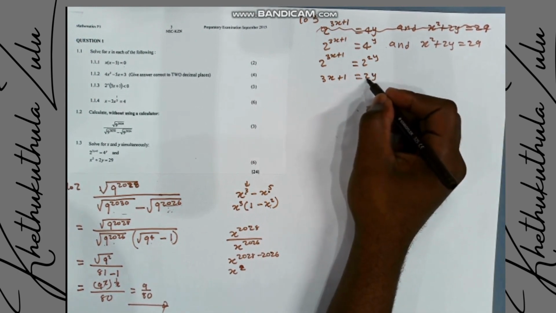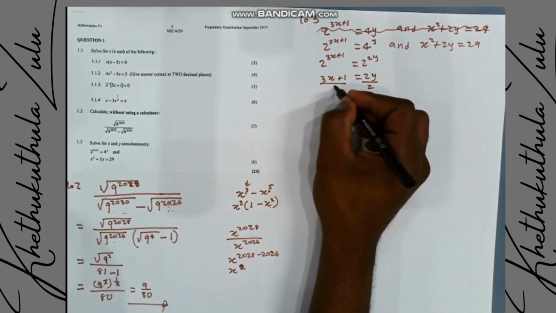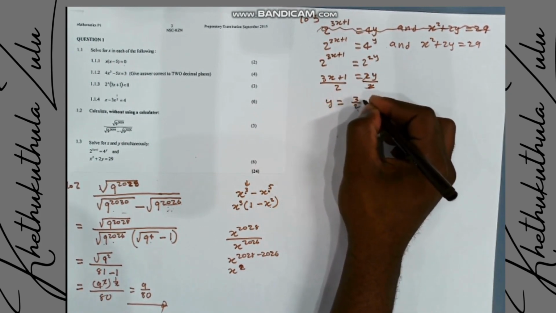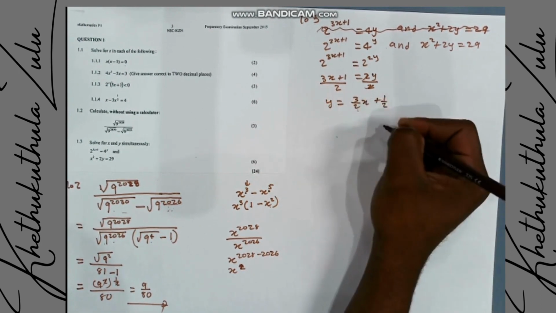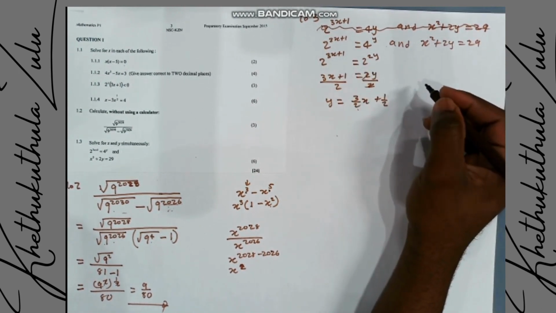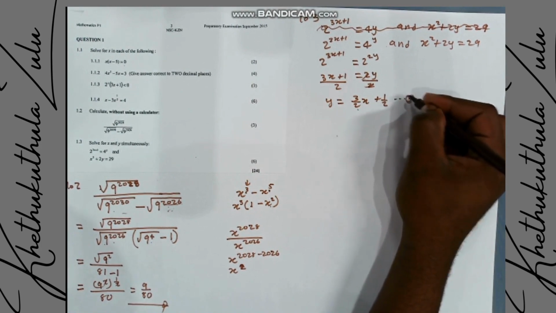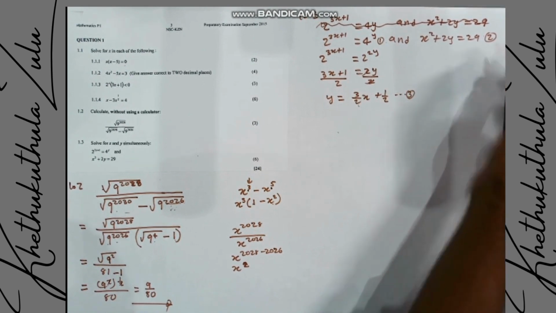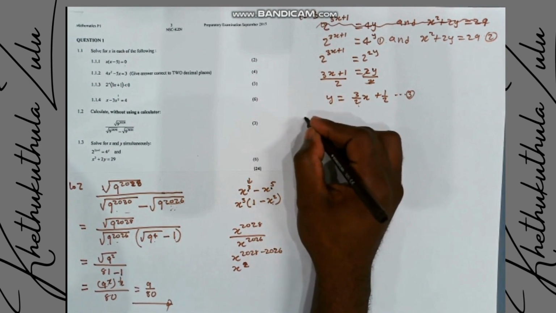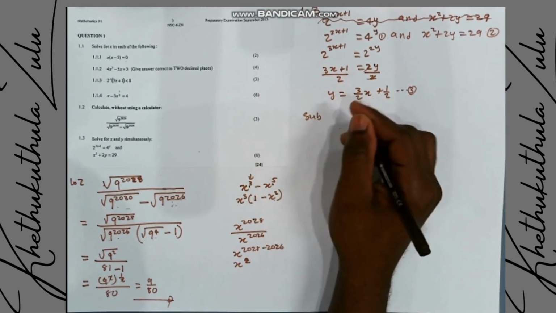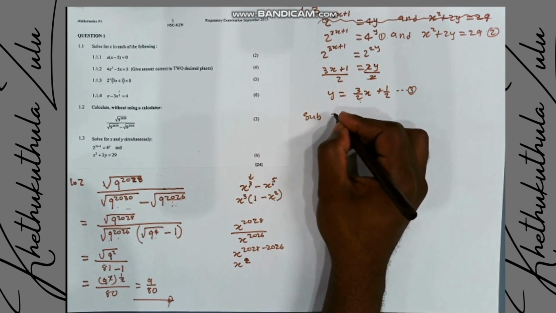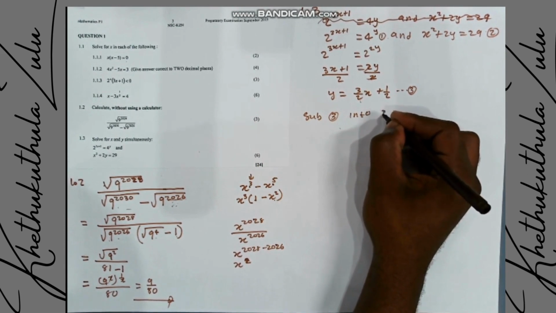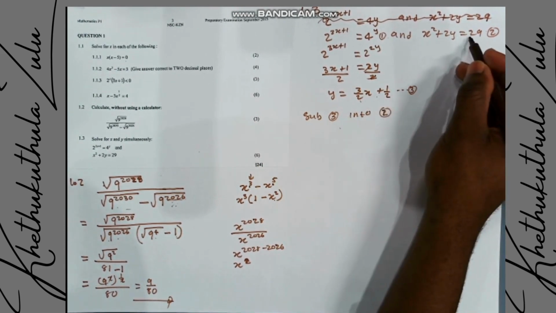But as for me, since we have 2y here, we're just going to divide by 2, and then we can just say y is equal to 3 over 2 x plus 1 over 2. Then this is going to be my equation number 3. This is equation number 1. This is equation number 2. Then from this we can just say we substitute equation number 3 into equation number 2. Substitute this one into this one.